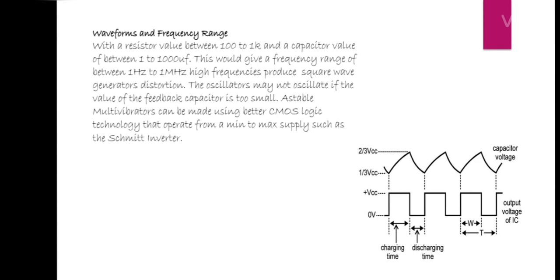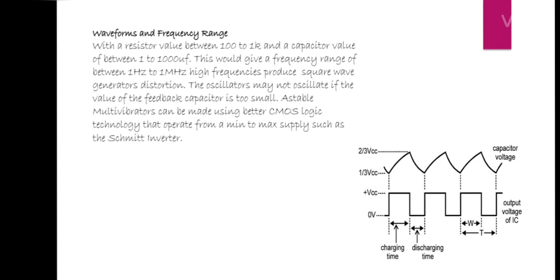Now we learn about the waveform and frequency range of a square wave. With a resistor value between 100 ohm to 1 kilo ohm and a capacitor value between 1 to 1000 microfarad, this would give a frequency range of between 1 Hz to 1 MHz. High frequencies produce square wave generator distortion.